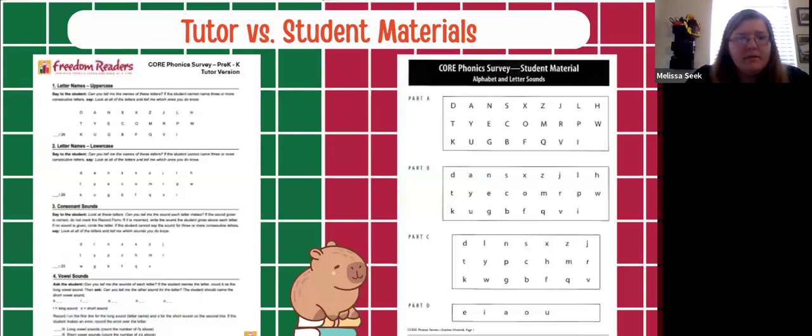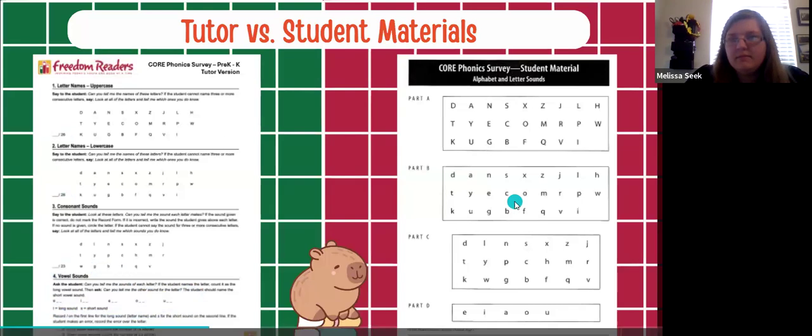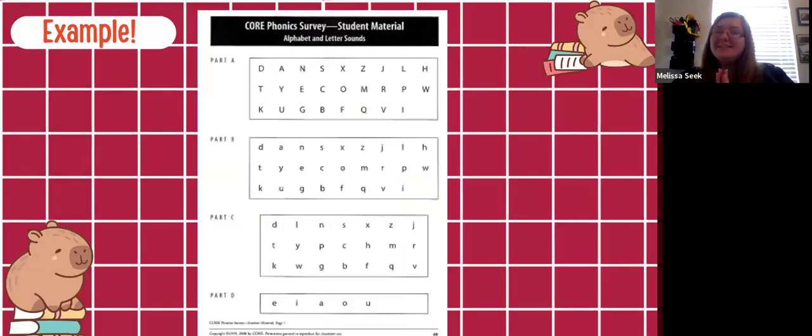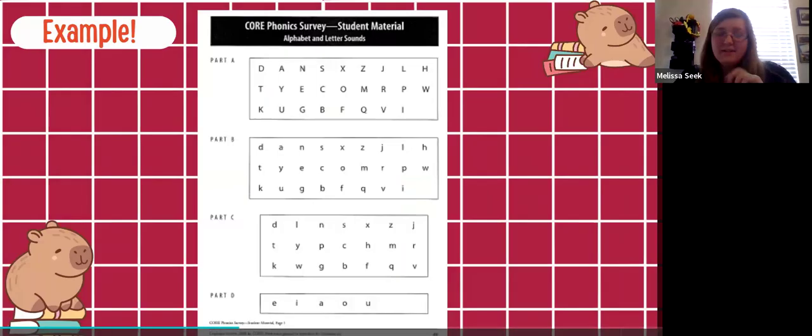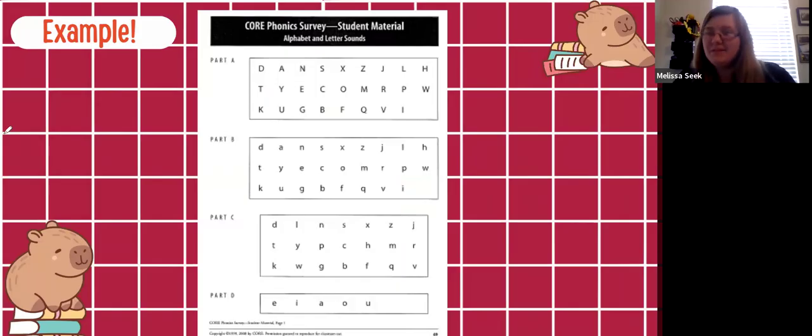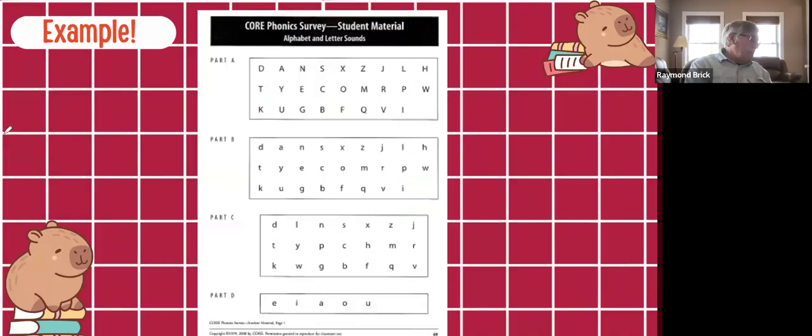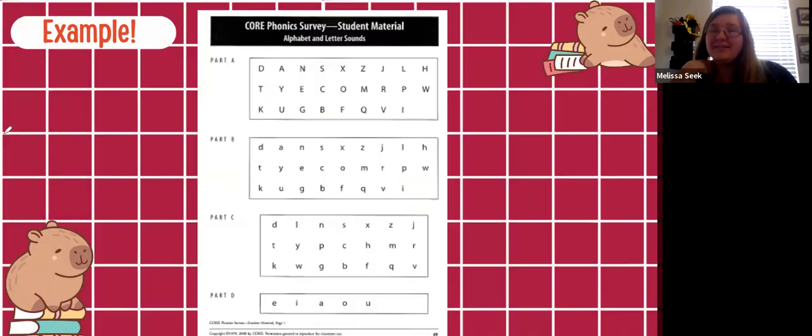All right. So we're going to do an example. What we're going to do is I am going to give the assessment, and I'm going to pull Whitney in. She didn't know she was doing this, but she's going to take the assessment as a student. I'm going to walk through exactly what you would say to your scholar, and how you would mark it on your end. I've shown you the student materials, but I'm going to treat this like the tutor materials because I'm going to mark it off as we go.